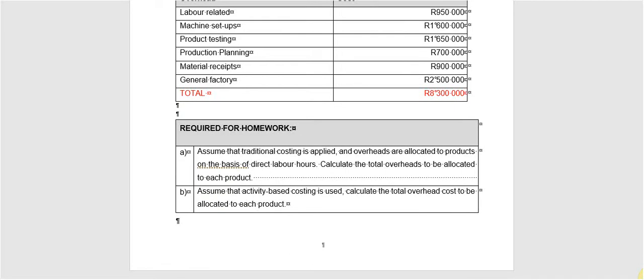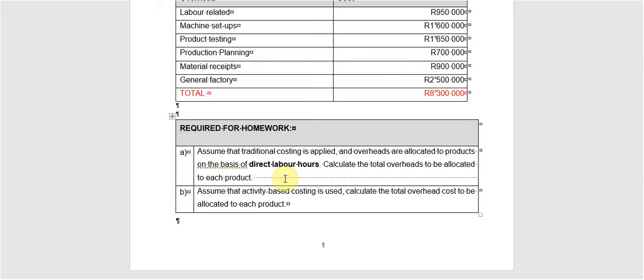If we look at the required part, A says assume that traditional costing is applied. Again, traditional costing refers to having a single cost driver, and this total of the overheads is then split between the products using a single cost driver. And the cost driver that they specify in A that they want us to use is the direct labor hours. Very important information. They say calculate the total overheads to be allocated to each product. In required B, they say assume the activity-based costing is used. Calculate the total overhead cost to be allocated to each product.